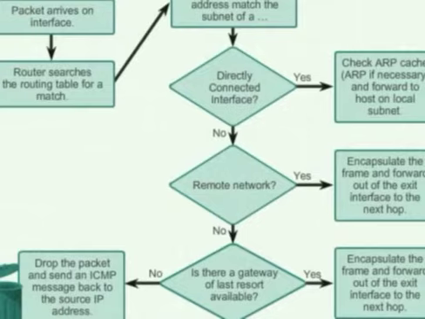A gateway of last resort is available when a default route is configured on a router. If there is a default route, the packet is forwarded to the gateway of last resort. So now, if we have this gateway, we encapsulate the frame and forward it out the exit interface to the next hop, as we have done with the remote network. But if there is no gateway of last resort available, we must drop the packet and send an ICMP message back to the source IP address.